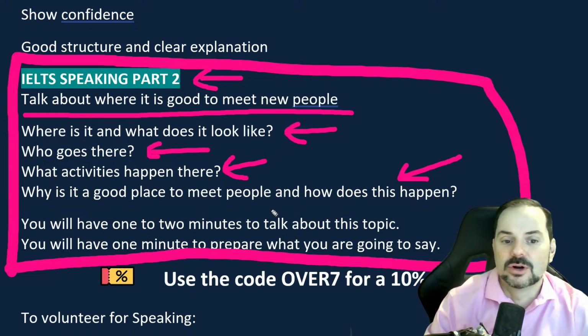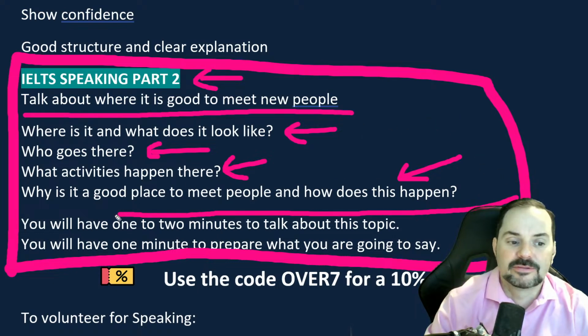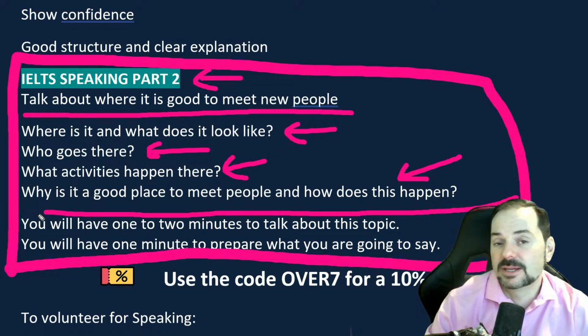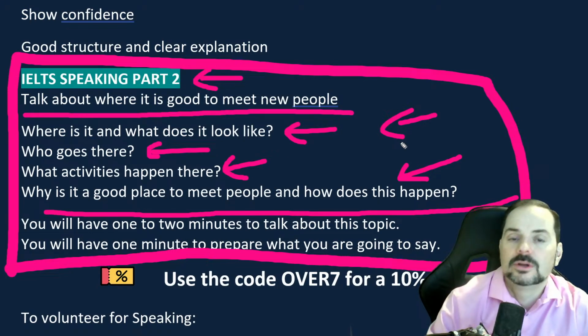So we've got about 5 different questions here, right? And once we have read the cue card carefully and we know that we need to talk about a place where it is good to meet people, don't talk generally for part 2, even if the card looks kind of general. Talk about a specific place that you go to or that you know where it is good to meet new people, okay? And then elaborate on that.